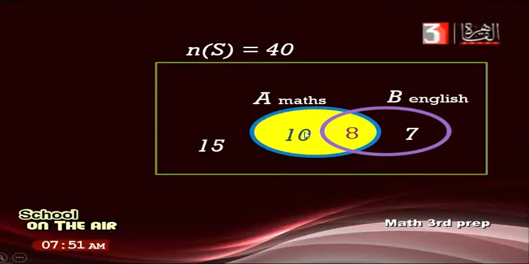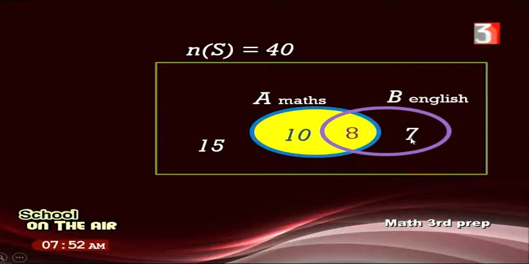Each element represents a certain event. If we want to represent the 10 students, what is meant by 10 students like this? It means the number of students who like math only. It means A difference B. If we want to represent 8 students, what is meant by 8 students in our ovals? It means the number of students who like A and B together, or A intersect B. The number of students who like math and English is 8.